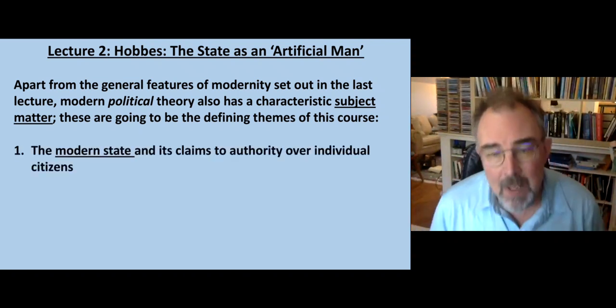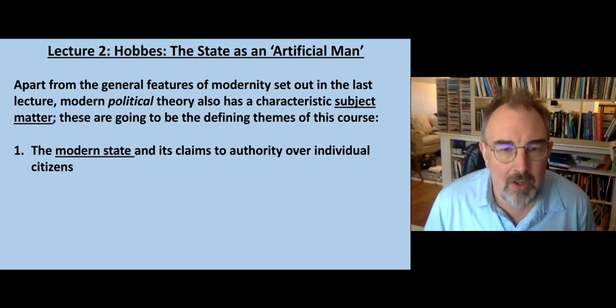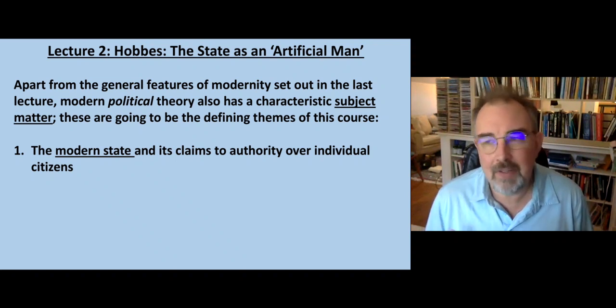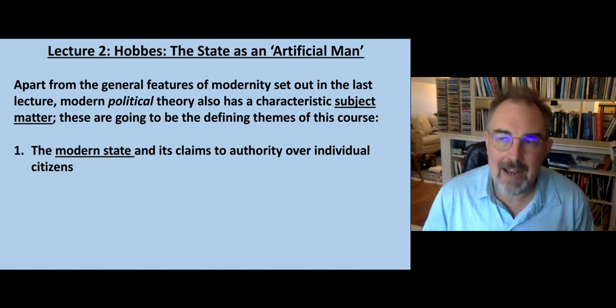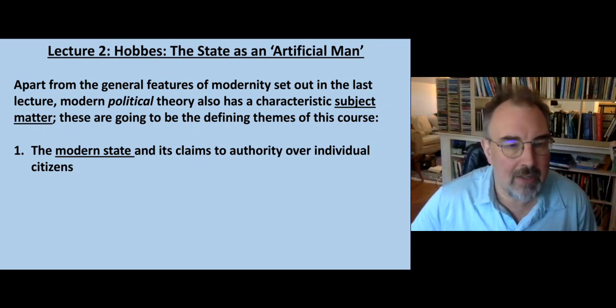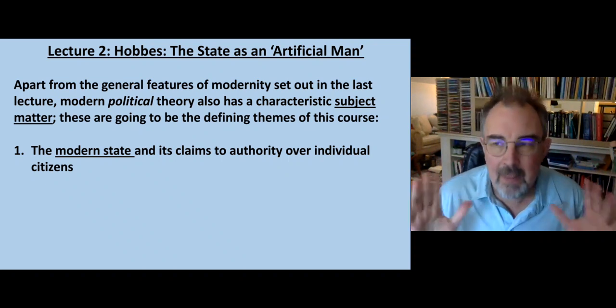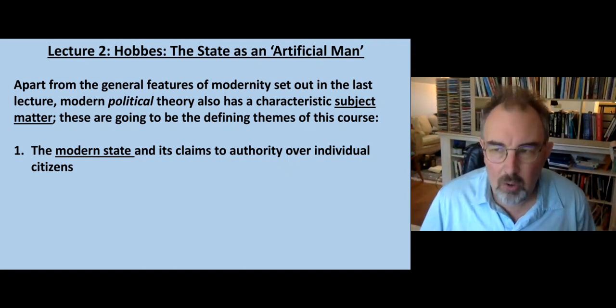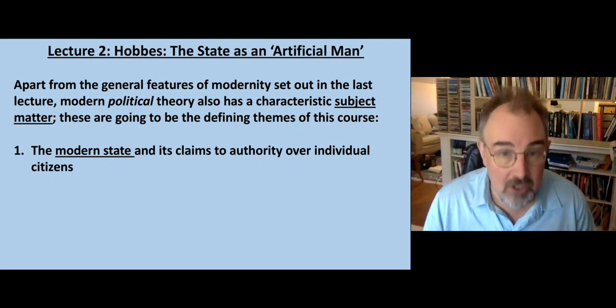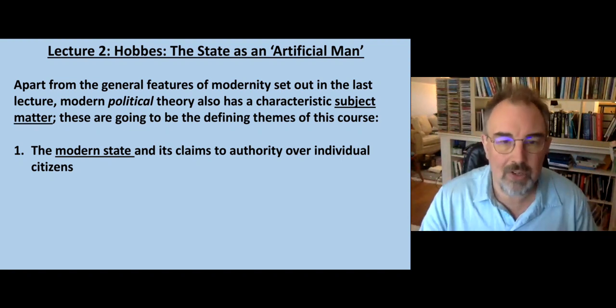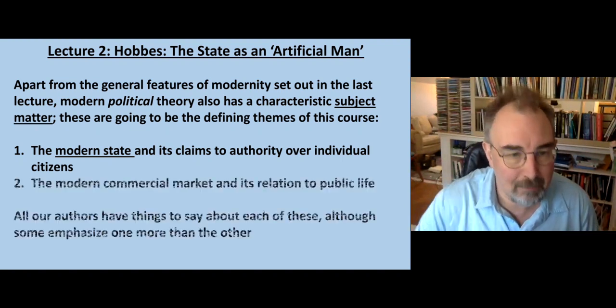First and most obviously, there is the question of the modern state and the claims that it makes to organize and structure the lives of individual citizens. Where does its authority come from? What are its claims to authority based on? And how far does its authority over individual citizens extend? That's going to be a central question for all of our authors. We're going to hear different authors offering slightly different and often divergent answers to that question, but that's, of course, going to be a major theme.